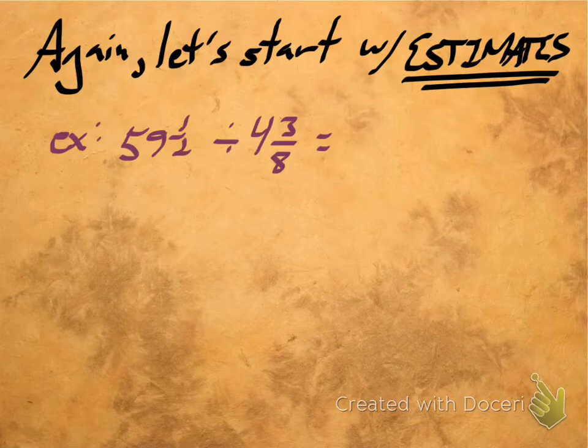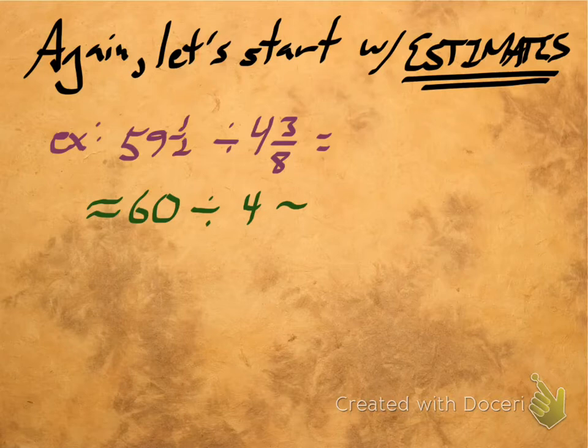Now, when we're estimating, since this is a division problem, we are going to be using compatible numbers. In this case, the estimate would have worked out compatible anyway. So 59.5 would have rounded to 60. 4 3/8, 3/8 is less than half, so that's going to round down to 4. And sure enough, 60 divided by 4, there's our estimate.